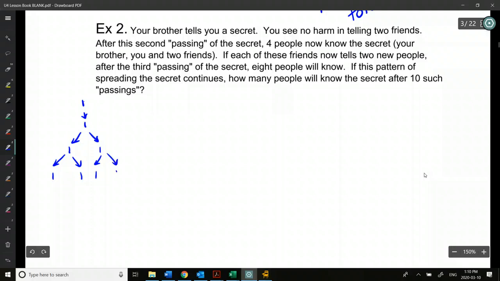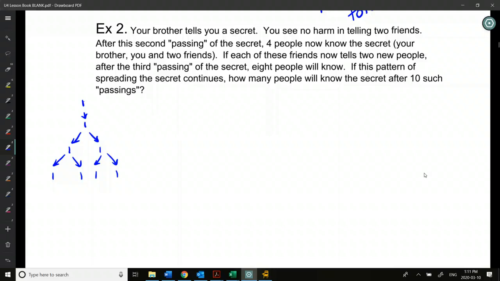All right. Okay, so here's the idea. You're telling 2 friends, and those 2 friends, they're also going to tell 2 people. So now, after those 4 people knew, your 2 friends tell 2 more people. Now 8 people know: you, your brother, your 2 friends, and also their 2 friends each. If each of these friends continues to tell 2 people, then we're going to have 8 people, and then 16 people from there. And if this pattern of spreading continues, how many people will know the secret after 10 such passings?